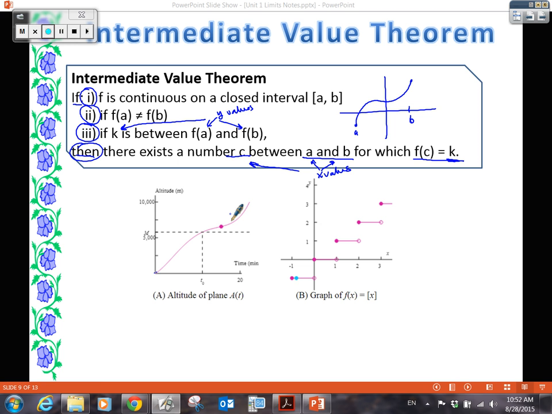But that is a use of the intermediate value theorem. That's how you would use it to prove something. Does that make sense? Are we okay with that?